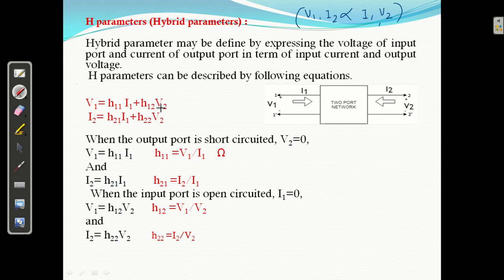Okay, so यहाँ फिर से प्लस साइन is there, right? So be careful about it. दोनों करंट I1 और I2 इनकमिंग ही है हर जगह. Okay. So port 2 is short. V2 will be 0. So this term will not be there. You will get H11. H11 is what? V1 by I1, ohm. H21 क्या होगा? I2 upon I1, no unit.